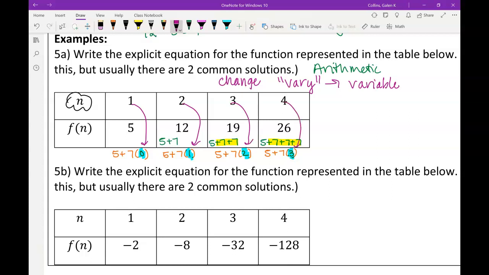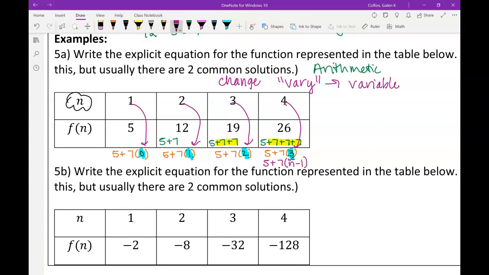But how are those numbers related? How is 1 related to 0? In the same way that 2 is related to 1. In the same way that 3 is related to 2. In the same way that 4 is related to 3, and so on. Well, I noticed that the number in here is 1 less than my n value. So I could think of this as 5 plus 7 times n minus 1.